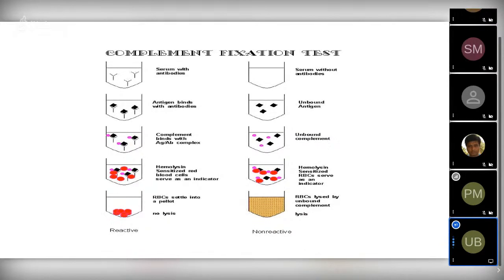Now when you add the indicator system, the RBCs will have the free complement and the complement will now stimulate lysis of the RBCs because it is a sensitized RBC. Sensitized RBC means the RBC which has been already coated with the antibodies. So this is an antigen antibody complex. So now the complement can attach and it will cause lysis. So lysis means a negative reaction. No lysis means a positive reaction indicating the presence of antibodies in the sample.